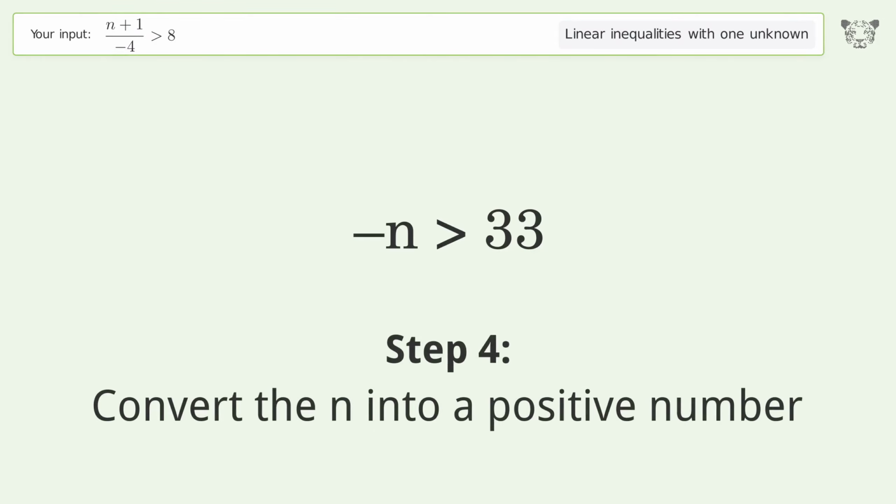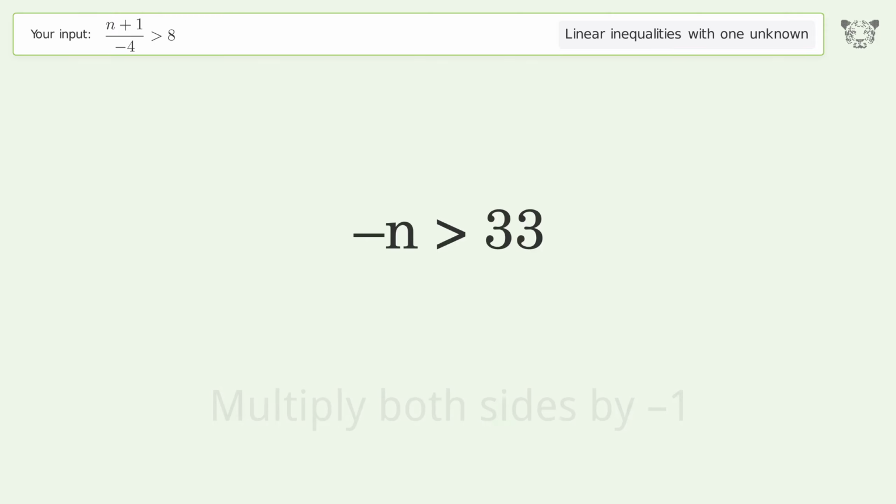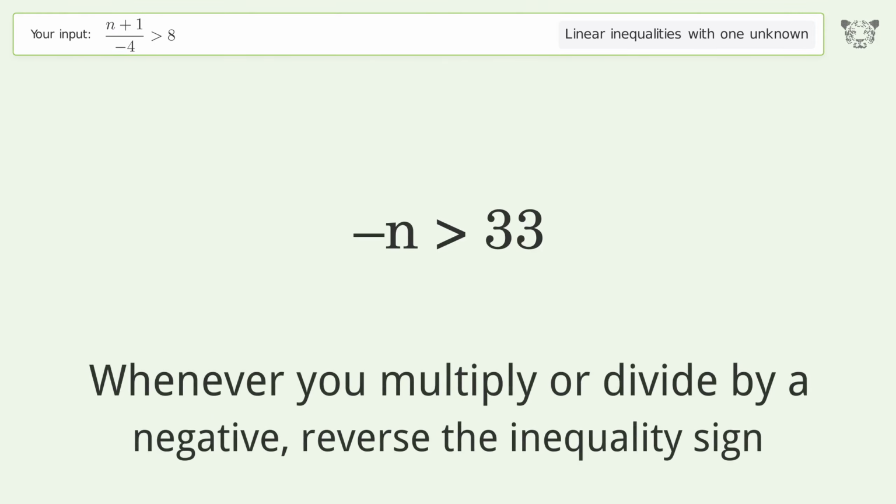Convert the n into a positive number. Multiply both sides by -1. Whenever you multiply or divide by a negative, reverse the inequality sign.